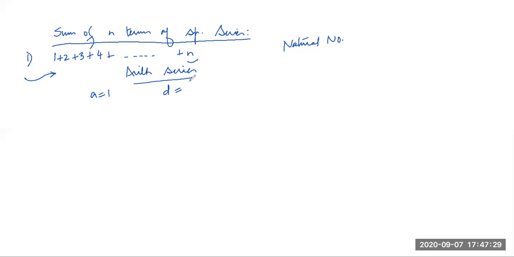1. Correct. Common difference is an minus an minus 1. Any term minus the preceding term. So take any term. Let's say I take 4 and the last term is 3. So 4 minus 3 is 1. The common difference is 1. First term is also 1.